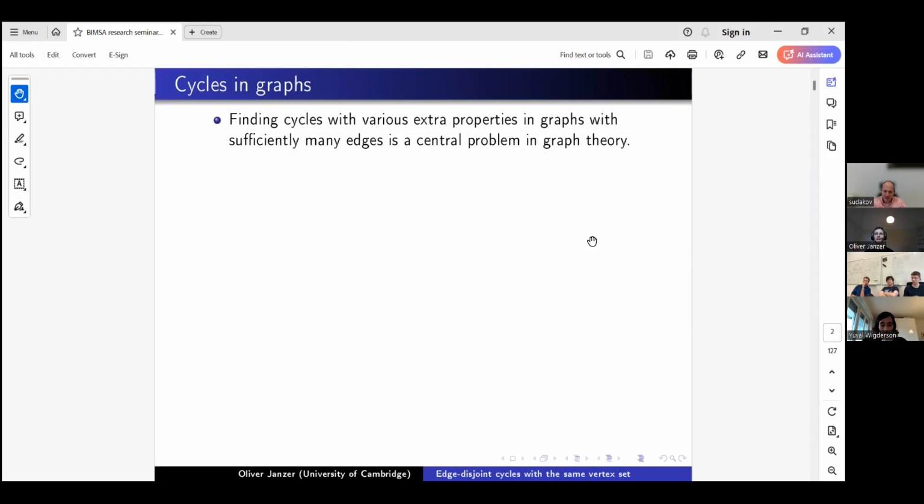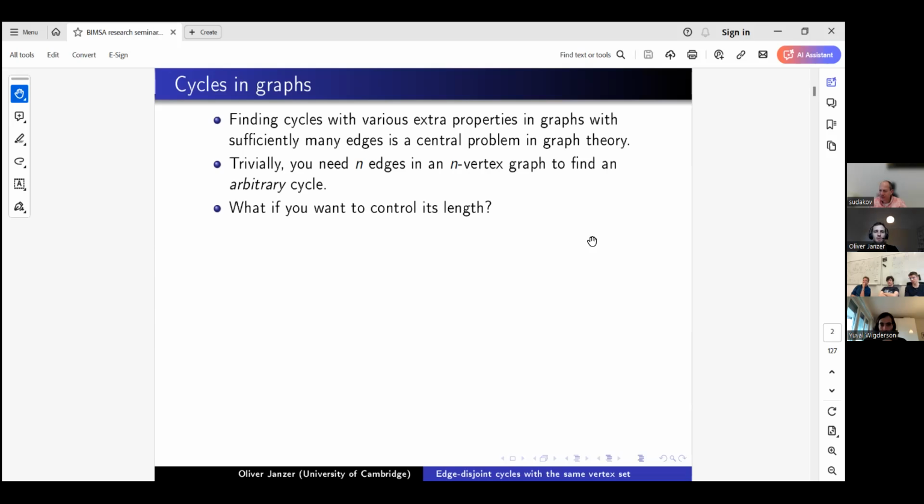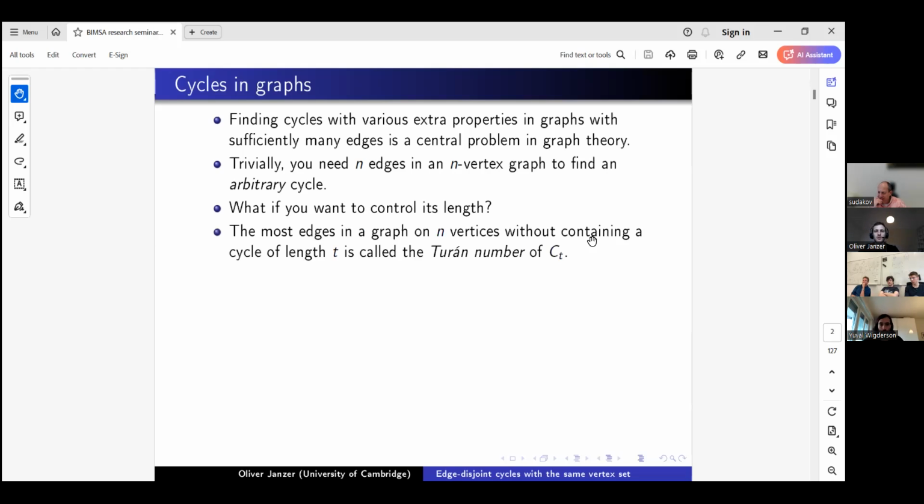So in general, finding cycles in graphs, particularly finding cycles with various extra properties in graphs which have enough edges, is a central problem in graph theory, and often we want to determine how many edges you need to find a certain structure. And if you don't put any restriction on the cycle, you just want an arbitrary cycle, then obviously you need n edges in an n-vertex graph. But what if you want to control its length? Then the problem becomes more difficult.